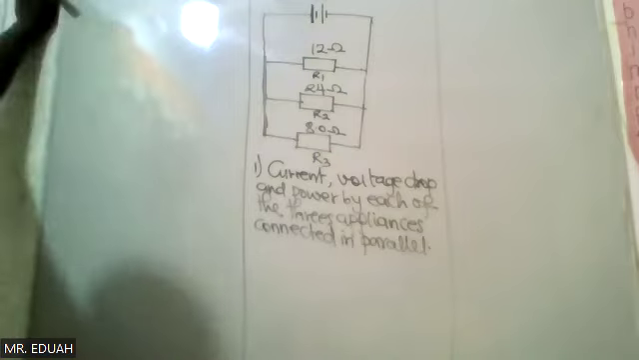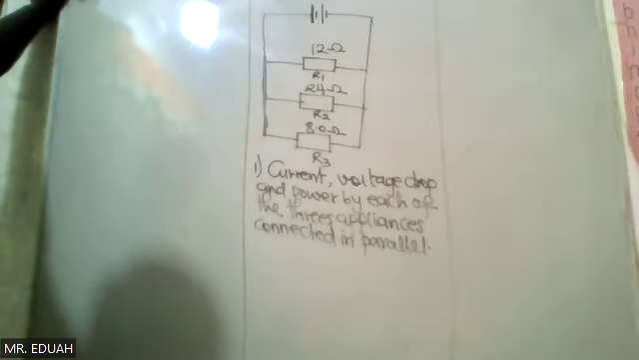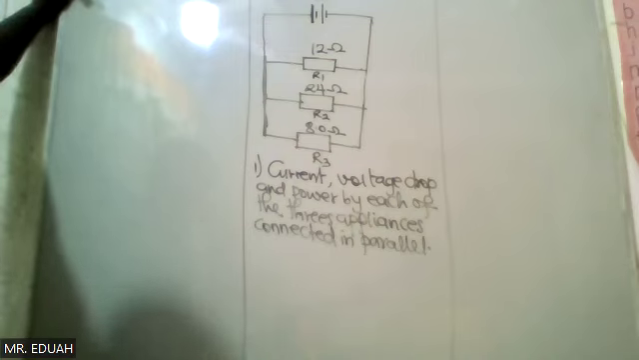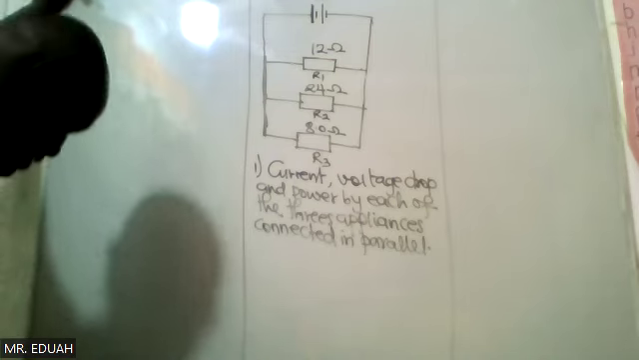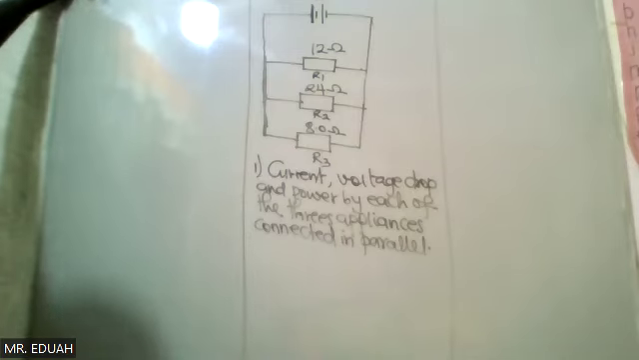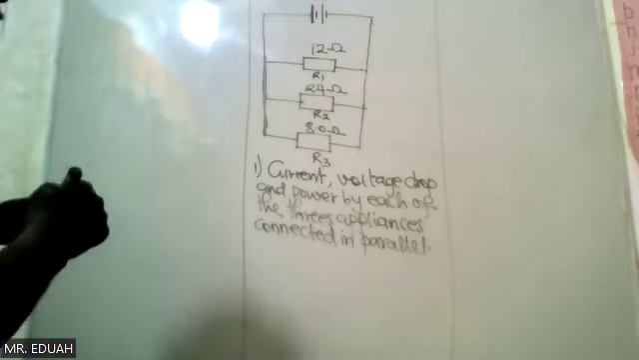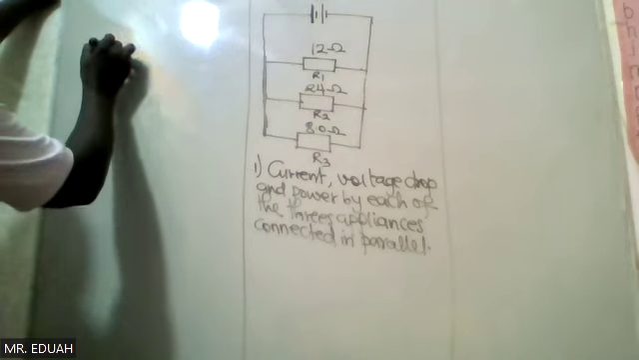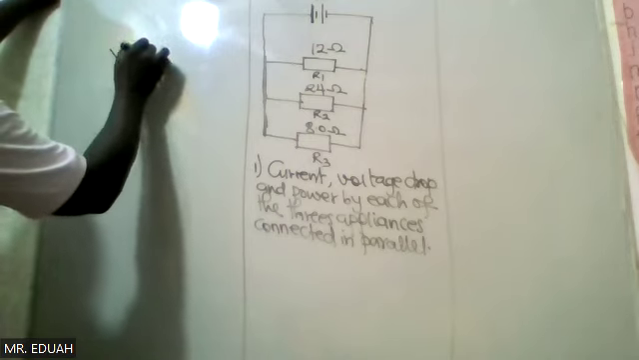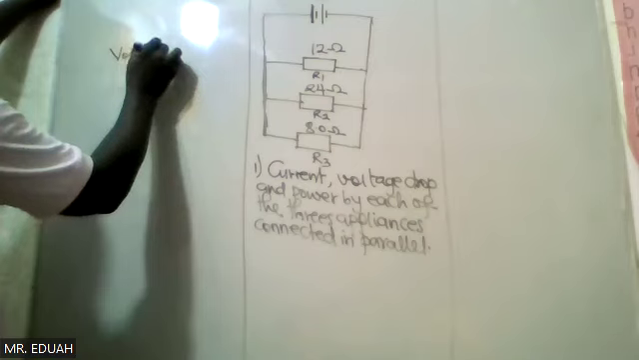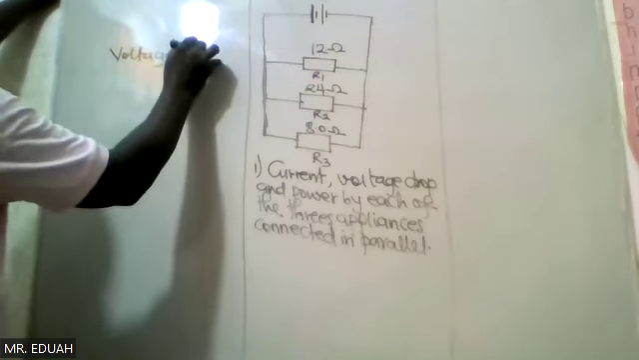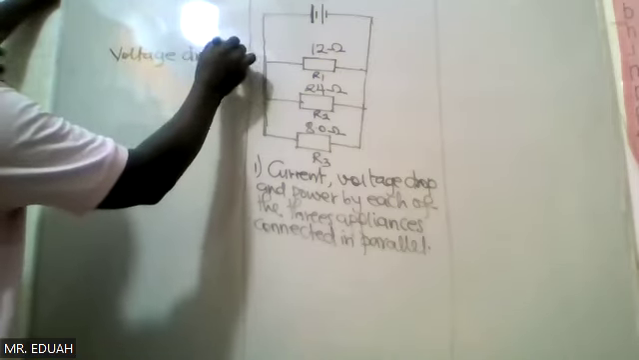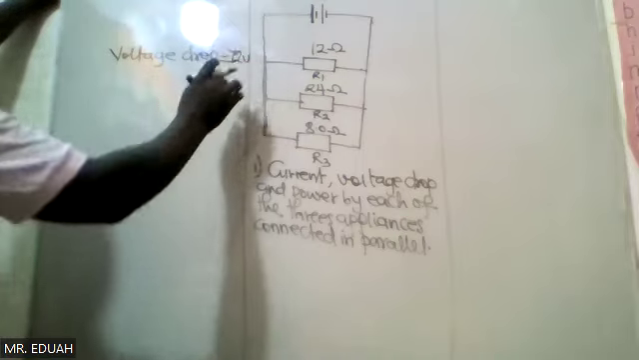I think the first area we can tackle, and we can solve this without any calculation, is the aspect of the voltage drop. So the voltage drop across all the appliances must be equal to 72 volts.